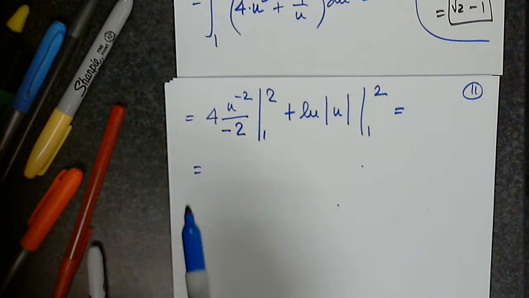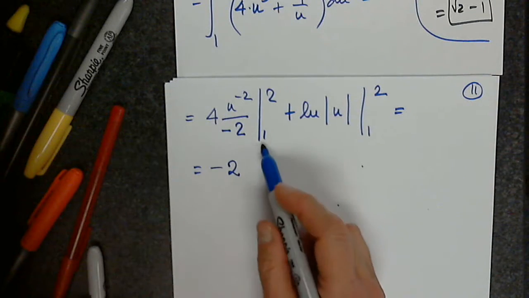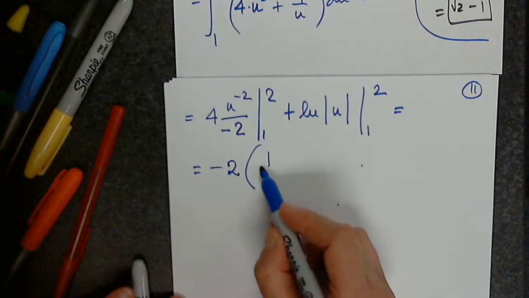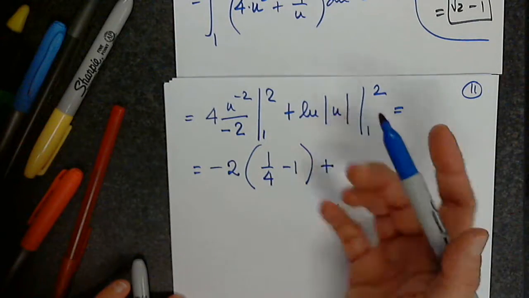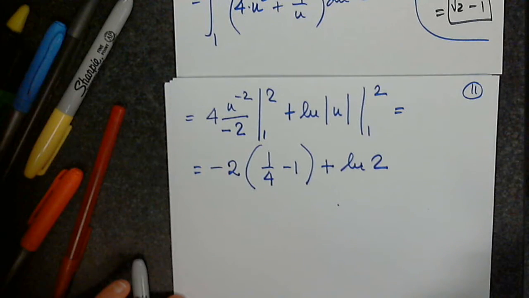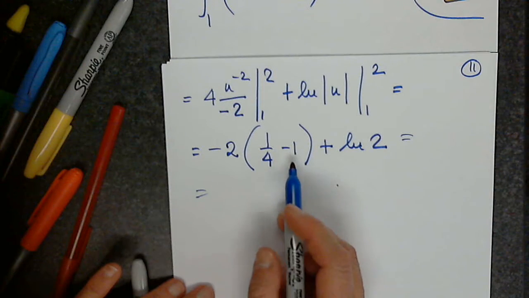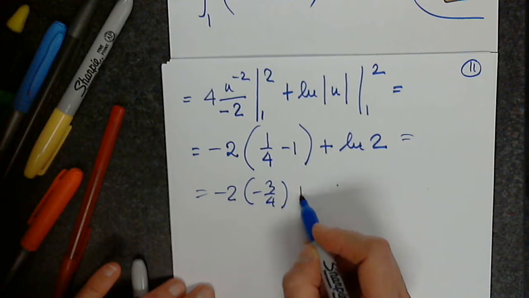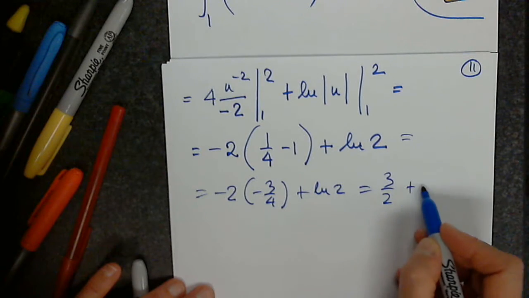Now the first one, I simplify 4 and -2, and I get -2. Leave that alone. And then you have u to -2, which is 1 over u squared. So it's 1 over 4 minus 1 plus. I plug in 2, I get natural log 2. I plug in 1, and I get 0. So 1/4 minus 1 is -3/4. So -2 multiplied by -3/4 plus natural log 2. I will simplify, and I get 3/2 plus natural log 2.